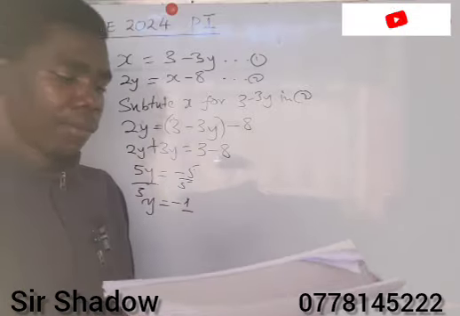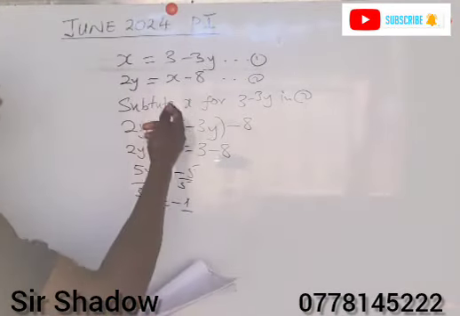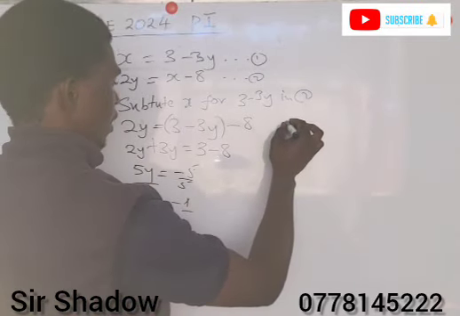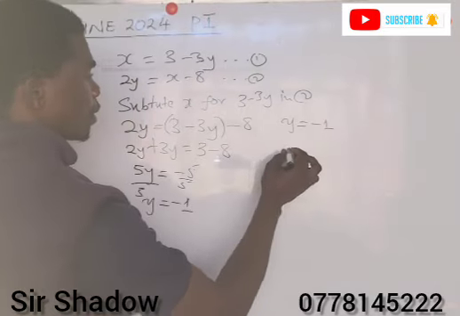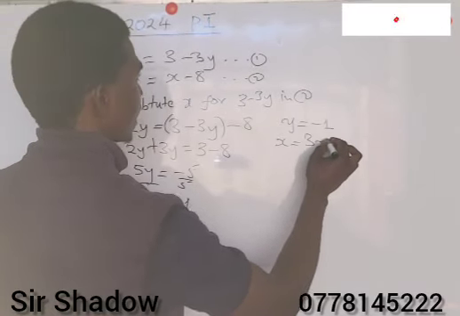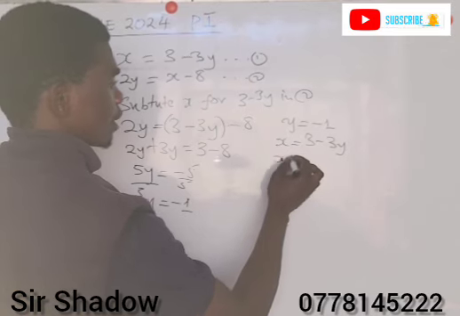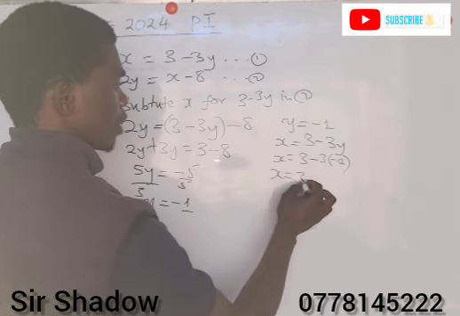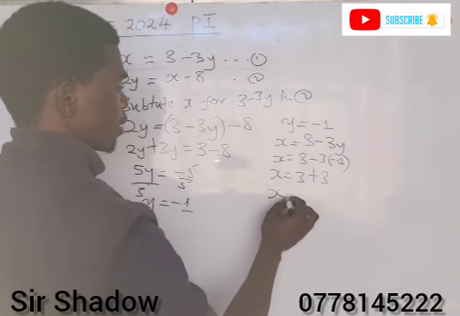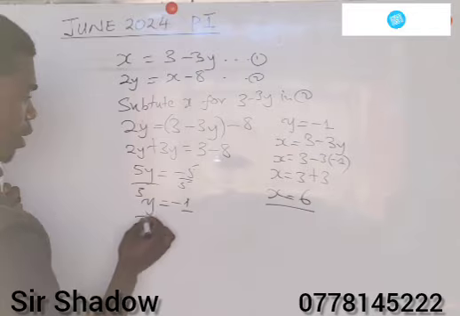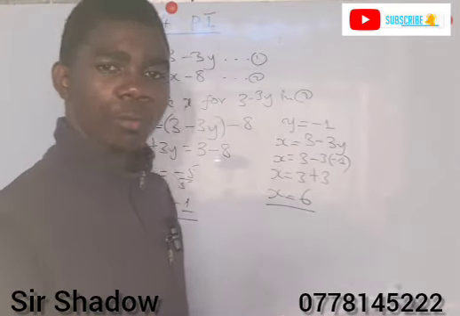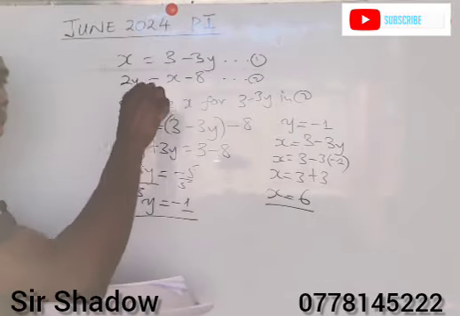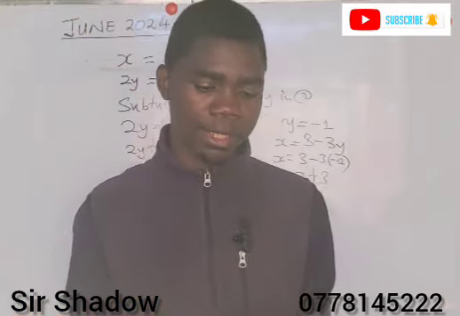Since y is equal to minus 1, let's substitute y for minus 1 in equation number 1 to find the value of x. So when y is equal to minus 1, x is equal to 3 minus 3y. So x is equal to 3 minus 3 multiplied by minus 1. So x is equal to 3 plus 3. x is equal to 6. It means x is equal to 6, y is equal to minus 1. You can prove your answers. How? Just check: when y is minus 1, x is equal to 6. The left hand side is equal to the right hand side, which proves that your answers are correct.